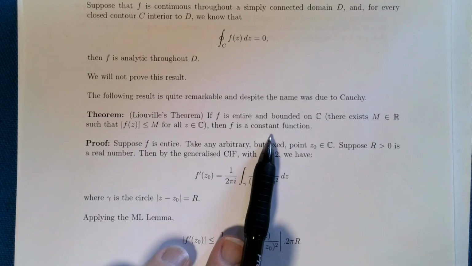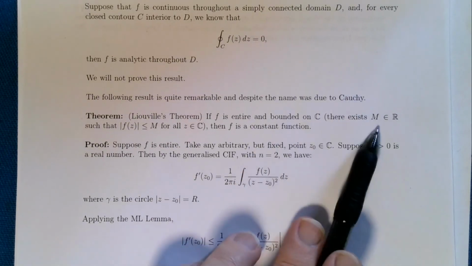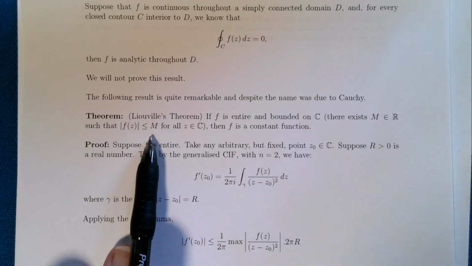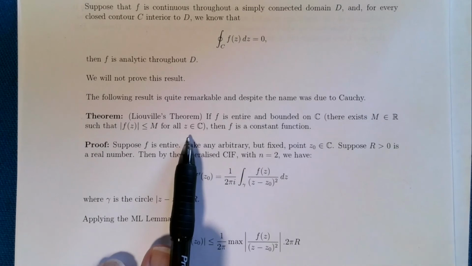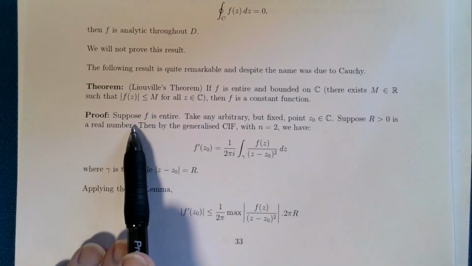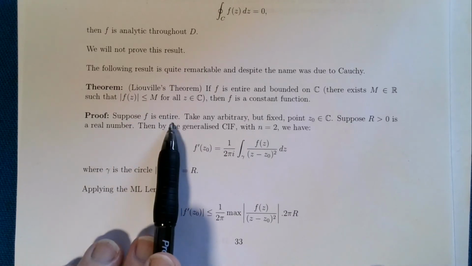So, by bounded we mean that there is a real number M so that the modulus of f(z) is less than or equal to M for all complex numbers z. Okay, the proof of this is quite nice. It's not very hard. So suppose f is an entire function.